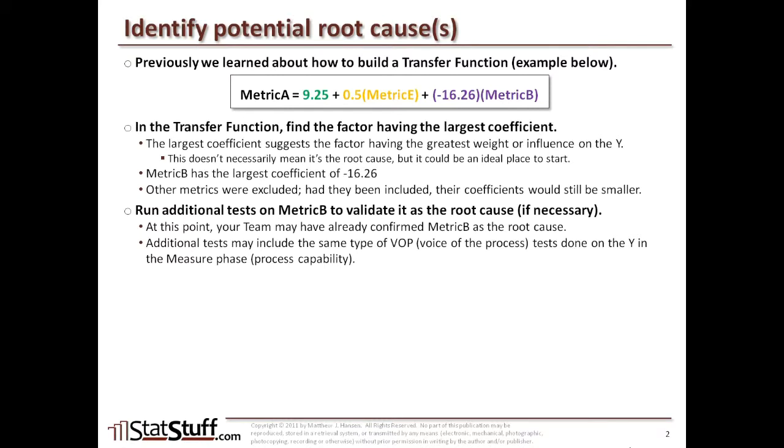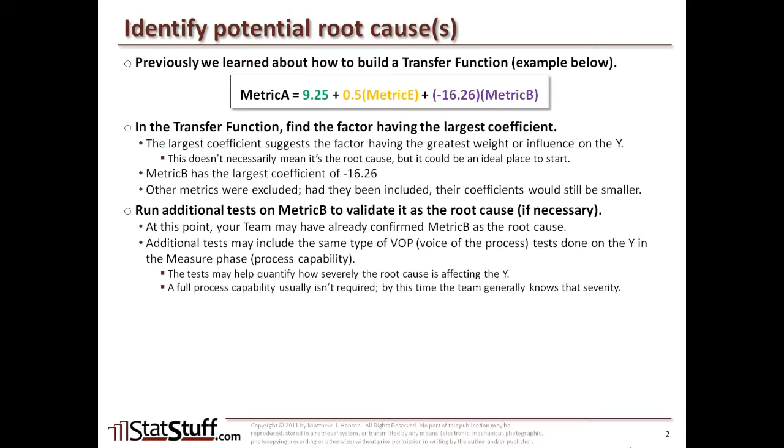We can use the same kind of tests, like the voice of the process types of tests that we've done on the metric Y, the primary Y output, like we've done in the beginning of the measure phase when we're looking for process capability. Now those types of tests could be helpful to quantify how severely the root cause is being affected by the Y, and we could do a full process capability on it, but it usually isn't required.